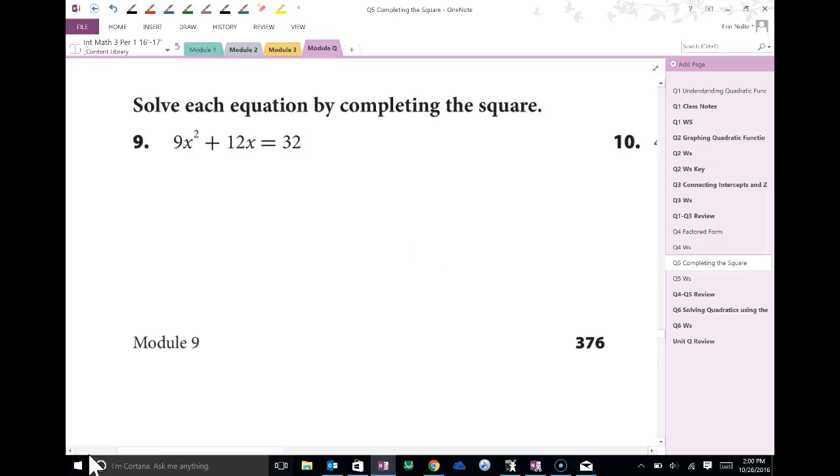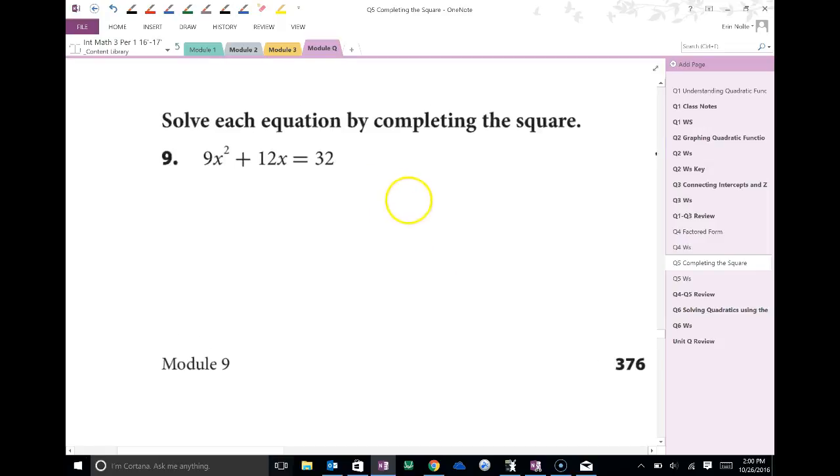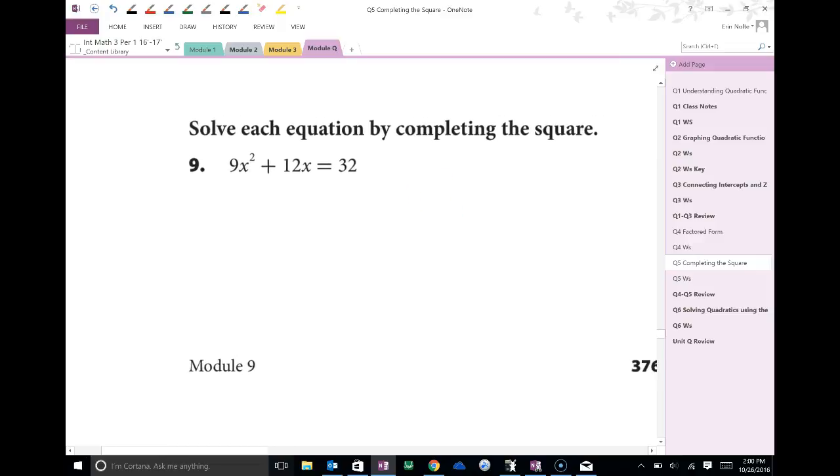Alright, so what is different about this question number 9 versus the last 4 questions that we've done? Yeah, there's a number in front of the x squared. So we cannot complete the square. Everybody taking notes right now? You want to write this down in your notes. We just switch because it's a different problem. Because this one is confusing. So I cannot complete the square if there is a number in front of the x squared.